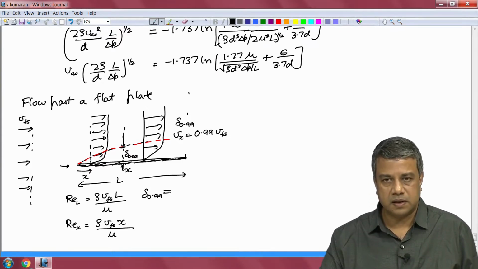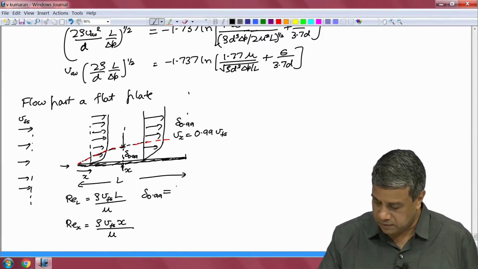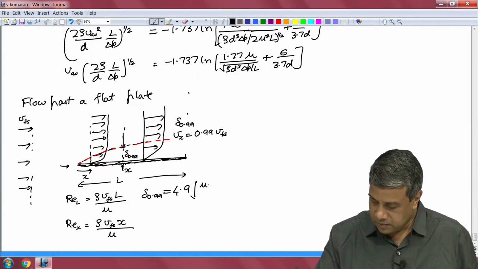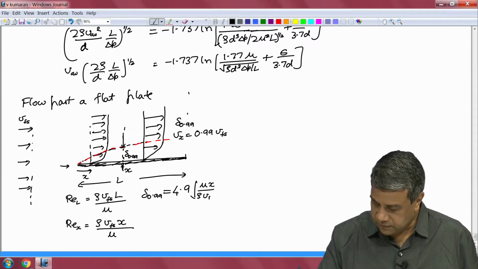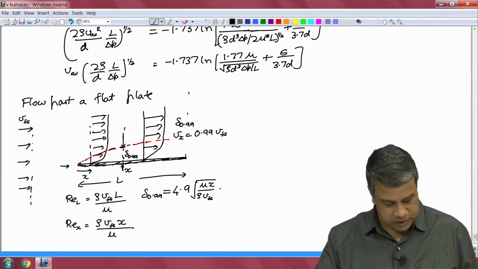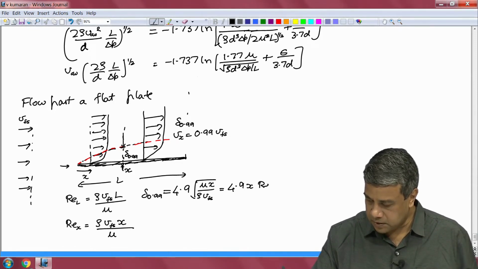This can be calculated. It is outside the scope of the present course, but it can be calculated in our study of fluid mechanics. This is equal to 4.9 times root of mu x by rho times V free stream, which is equal to 4.9 x times the Reynolds number based upon x to the power minus 1 by 2.